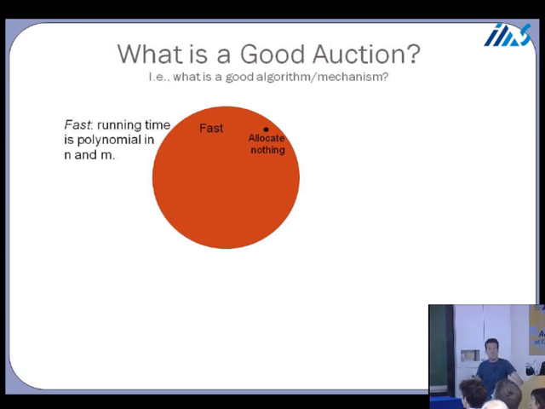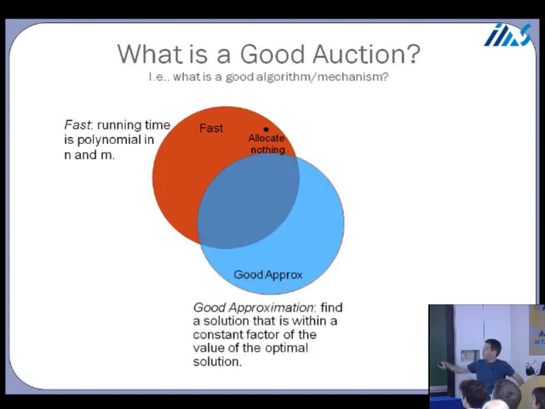So we want to add some usefulness requirement. In this talk, it is the requirement that the algorithm provides a good approximation, meaning that we want to find a solution that is within, say, a constant factor of the value of the optimal solution. All right? And we know how to do that. There is a 1.58-approximation algorithm for this problem. So we can always find a solution that is within a factor of 1.58 of the value of the optimal solution.